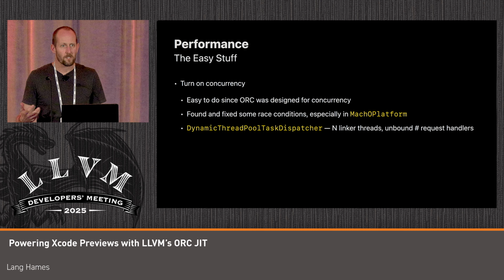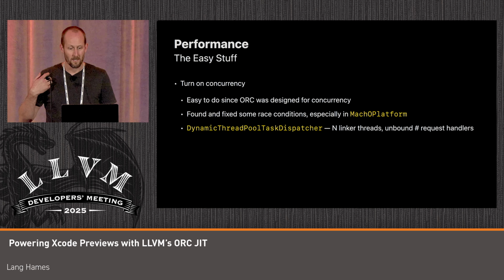We also had to introduce a custom dispatcher for this. I hadn't mentioned them before, but when the JIT discovers that it needs to do some work, it doesn't just run it on the current thread, it'll hand that work to the ORC dispatcher, which is a class that you can customize. In this project, we introduced one that has a fixed number of linking threads, but an unbounded number of what we call request handler threads. And that's because requests between ORC and the ORC runtime are still, many of them, phrased as blocking operations. So you could starve a fixed size thread pool.